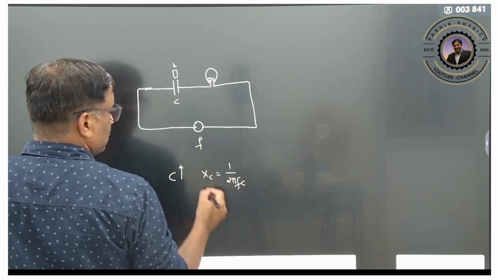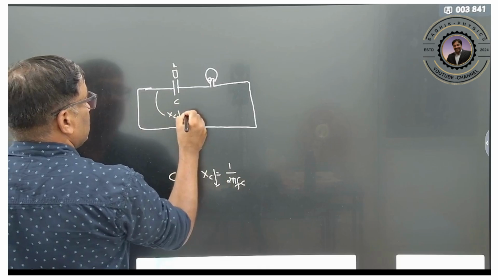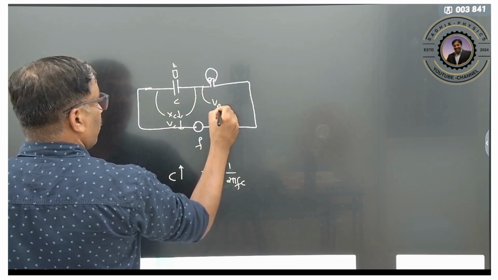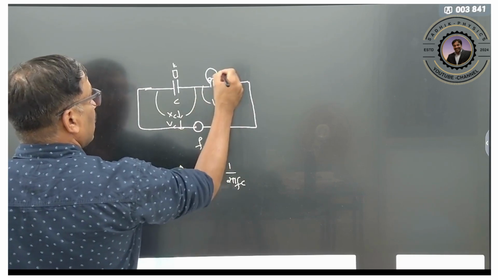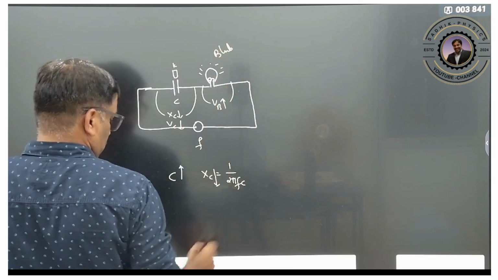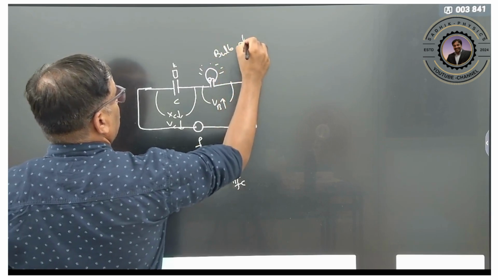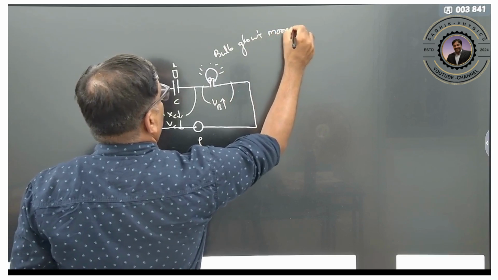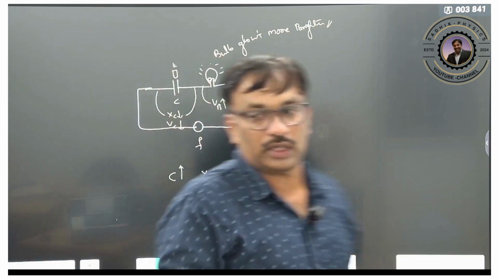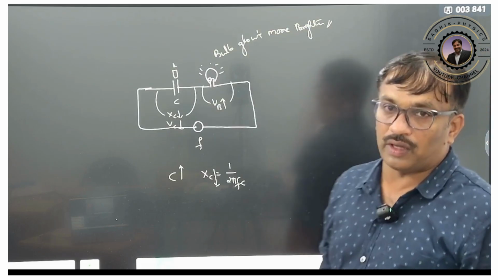So capacitance increases, so what will happen to Xc? Xc decreases. When Xc is decreasing, Vc also decreases. So when Vc is decreasing, potential at the bulb increases. Therefore when you are inserting the dielectric slab, the bulb glows more brighter, right? Clear? So in this way you can solve the questions.